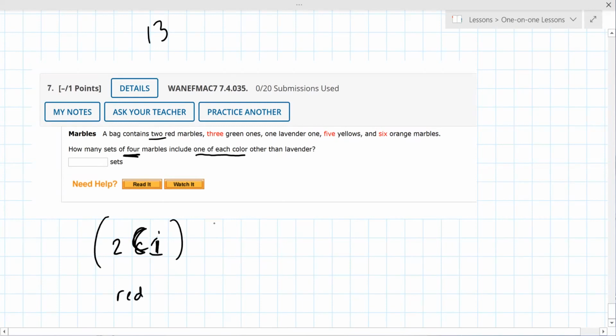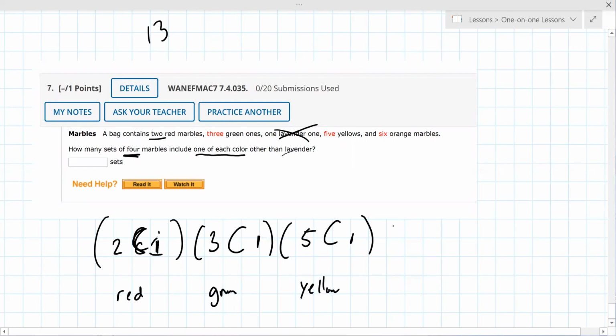Okay. Then we want to grab a green one. So there's 3 green ones and you're choosing 1 of them. We're not doing the lavender. It says other than lavender. 5 yellows, 5 choose 1. That's your yellow. And 6 choose 1 for the orange.